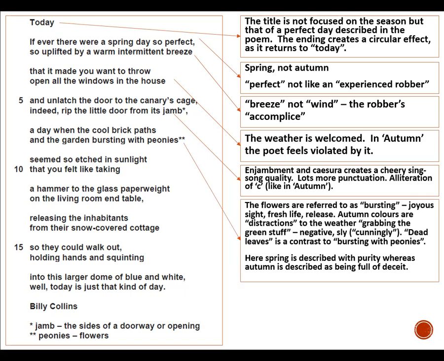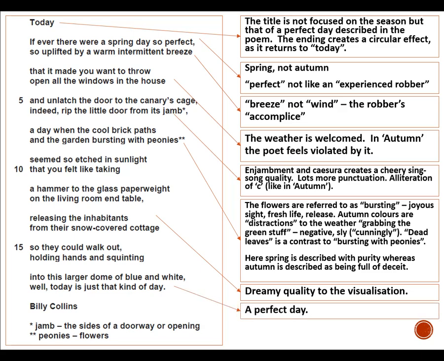It reminds us of fresh life, whereas the colours referred to in autumn are described as being distracting, and by using the extended metaphor to an experienced robber, the season is described as being cunning, a word which is actually used in the poem. In summary, spring is being described with pure descriptions, whereas autumn is described as being full of deceit. This image here reminds us of a snow globe, and it gives the poem a dreamy quality. And finally, the poet reminds us of how this poem describes a perfect day, very different to autumn.